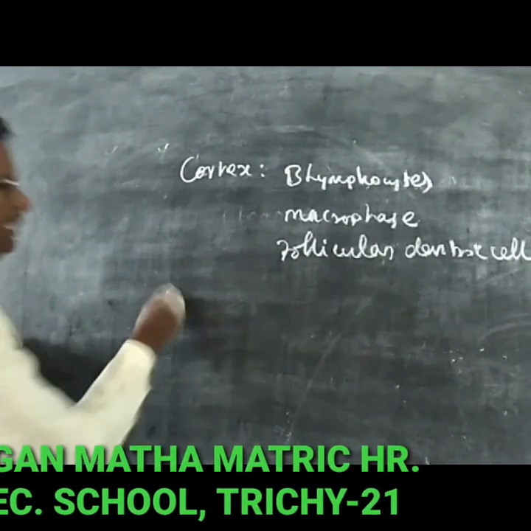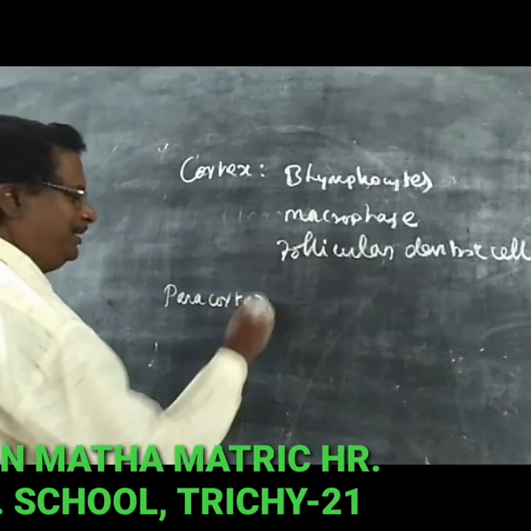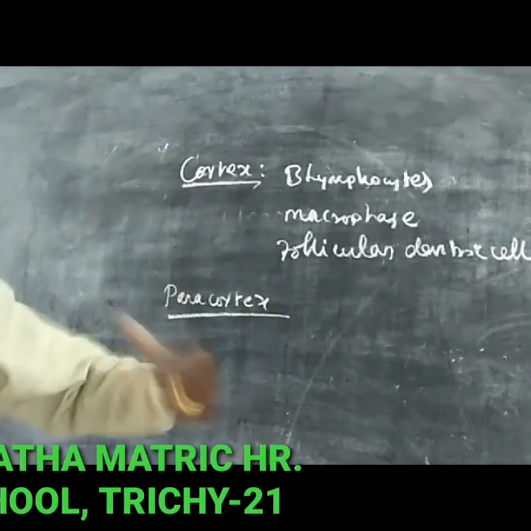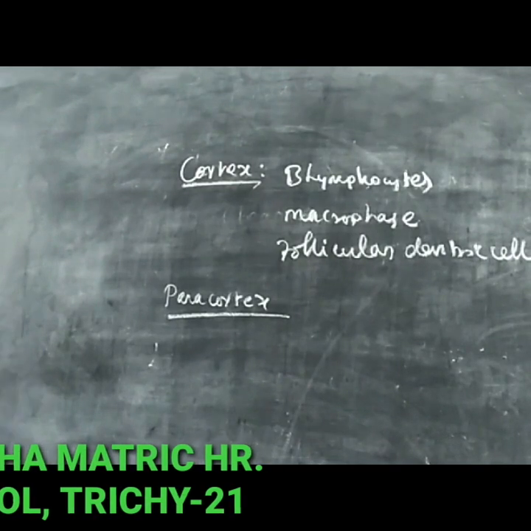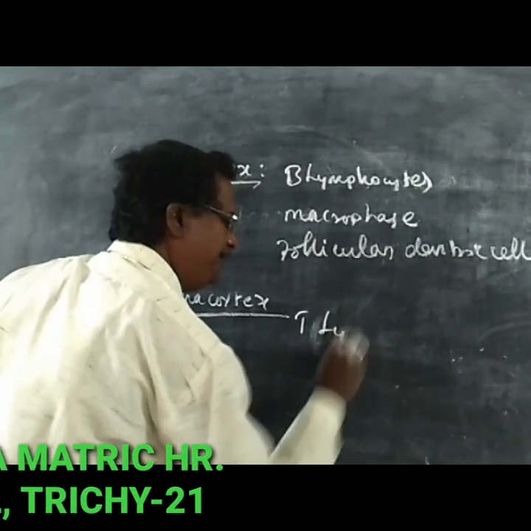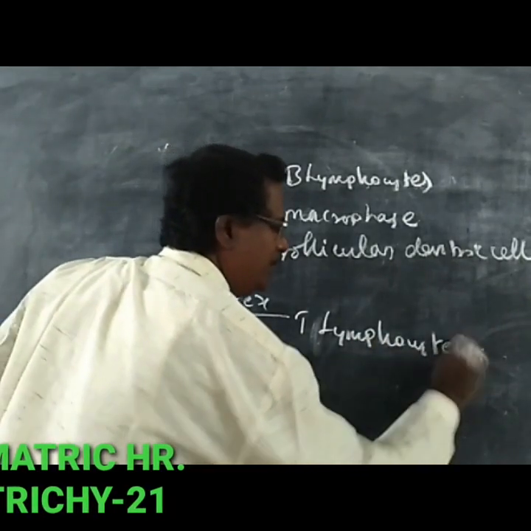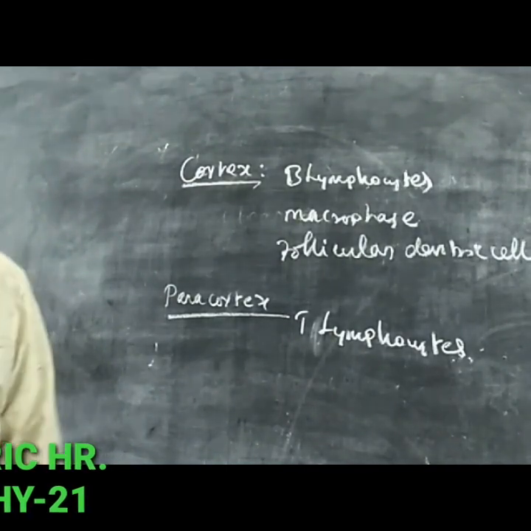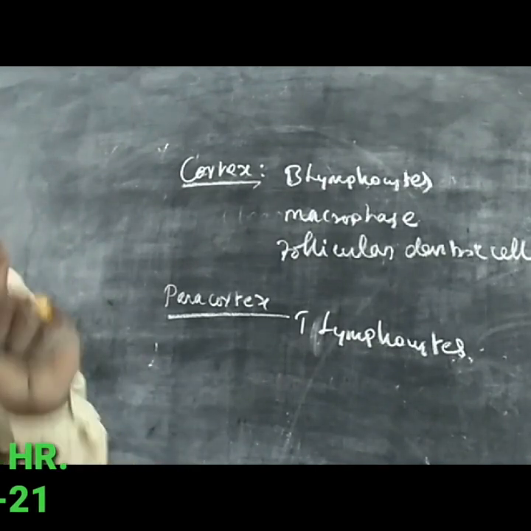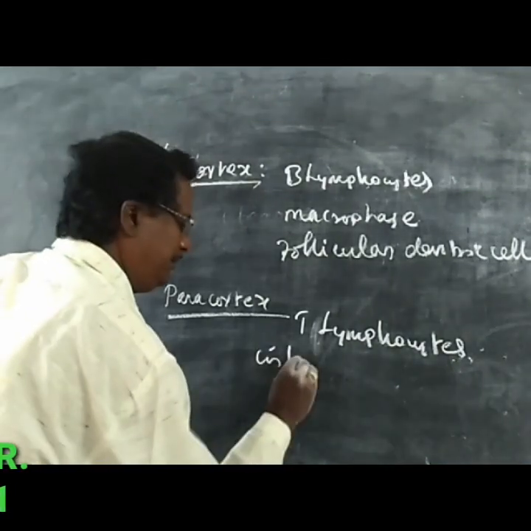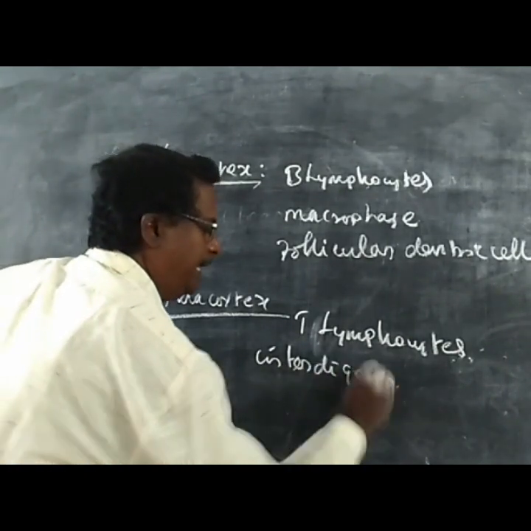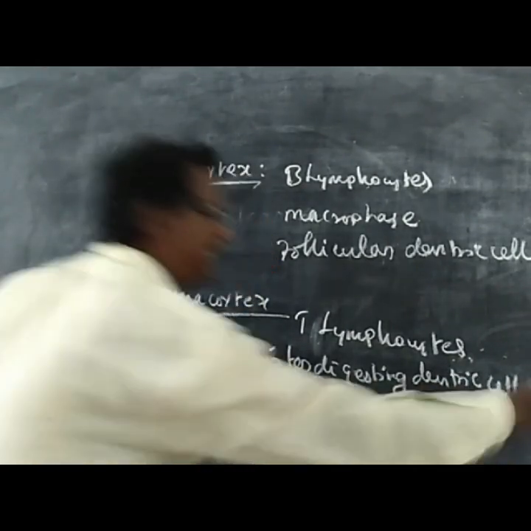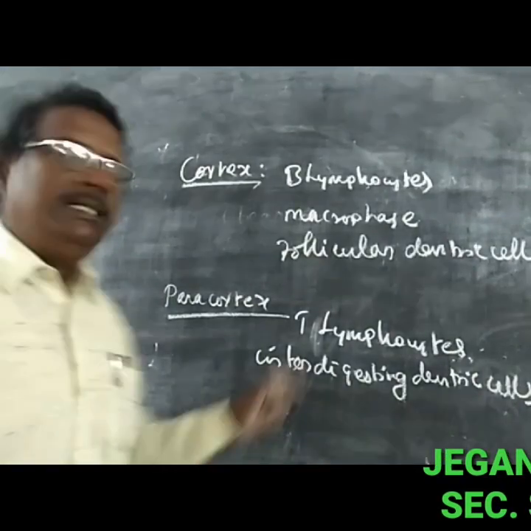The next part is called the paracortex. The paracortex zone lies beneath the cortex, and is richly supplied with T lymphocytes and interdigitating dendritic cells.